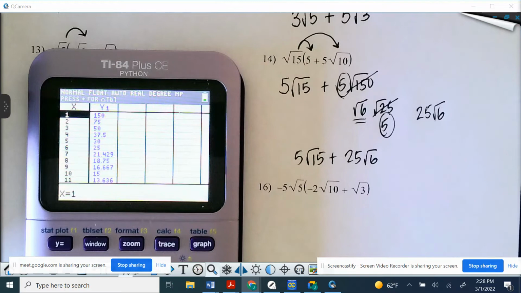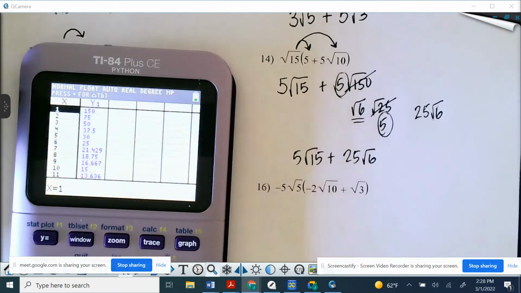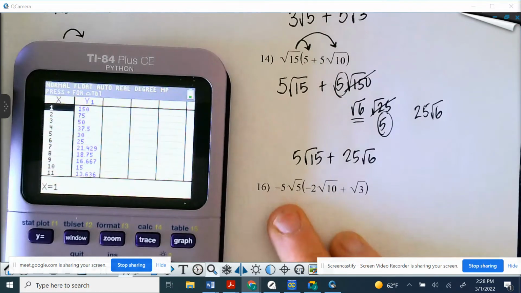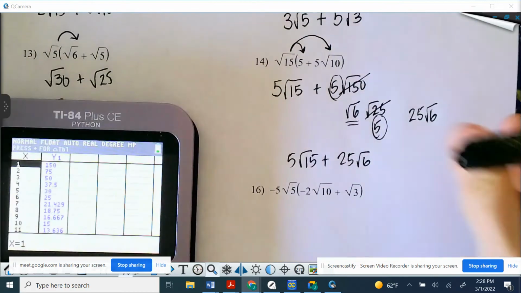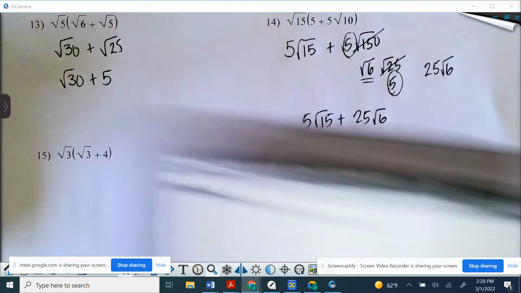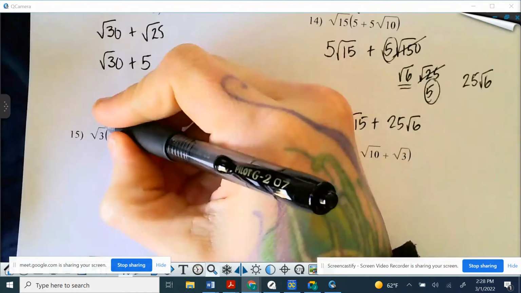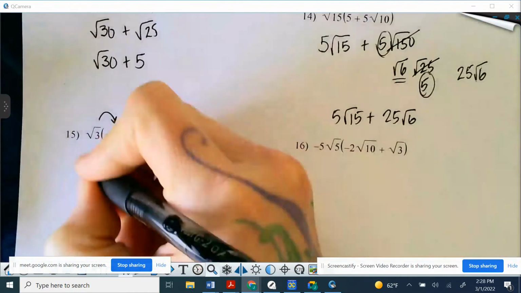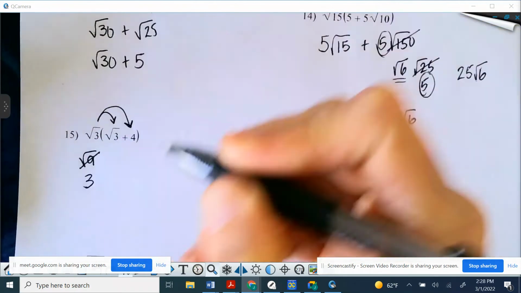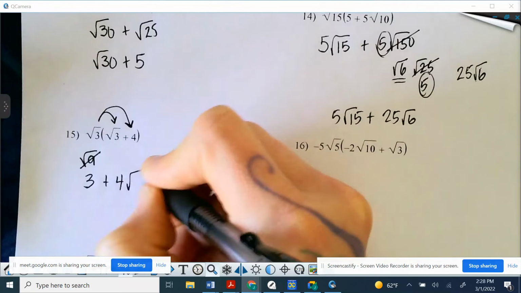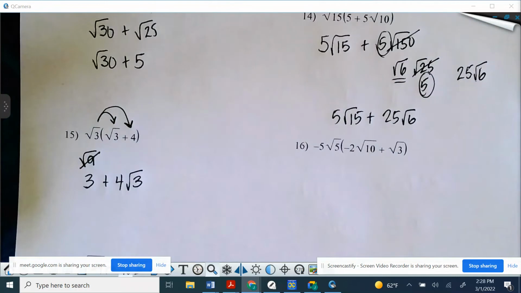I am just, as far as repetitiveness, going to skip to number 16 because it's a little bit different, and number 15 is much like the ones we've already been doing. Actually, we'll go and do 15. So square root of 3 times square root of 3 is going to give me the square root of 9, which we know is 3. Square root of 3 times 4 is going to give me 4 times the square root of 3, because those can't be combined, again because one's a root and one's a whole number.